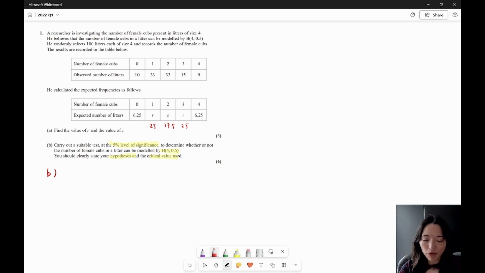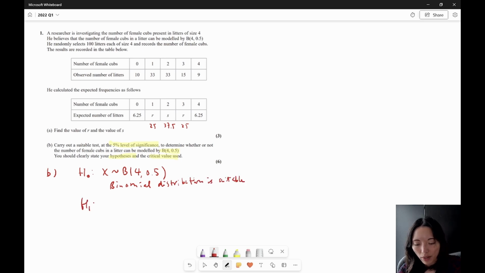Part B, let's state our hypotheses first. In part A, we defined X to be the number of females in a litter. So what we can do now is say that H0, the null hypothesis, is that X follows a binomial distribution with parameters 4 and 0.5. Basically, the binomial distribution is suitable. And H1, the alternative hypothesis, is simply that binomial 4, 0.5 is not suitable. And now we need to work out the test statistic.